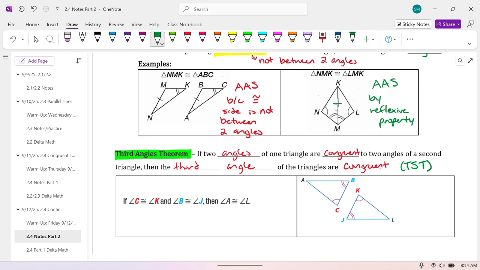So just to recap it, it's saying that if angle C and angle K are congruent, angle B and angle J are congruent, then angle A must be congruent to angle L. So these two angles must be congruent because we have two other sets of congruent angles. So, again, the third angle theorem explains why AAS and ASA work, at least in terms of similarity.